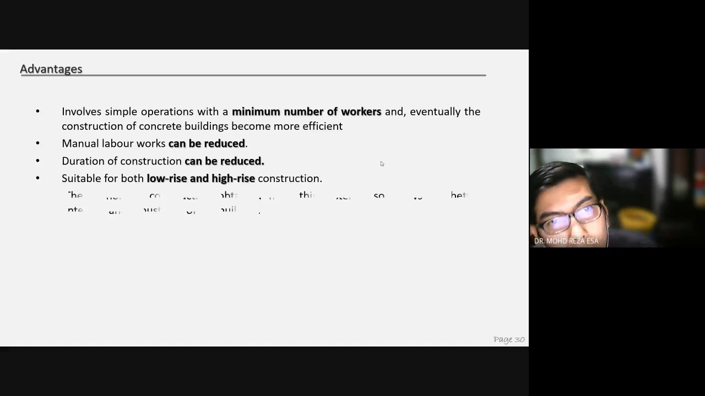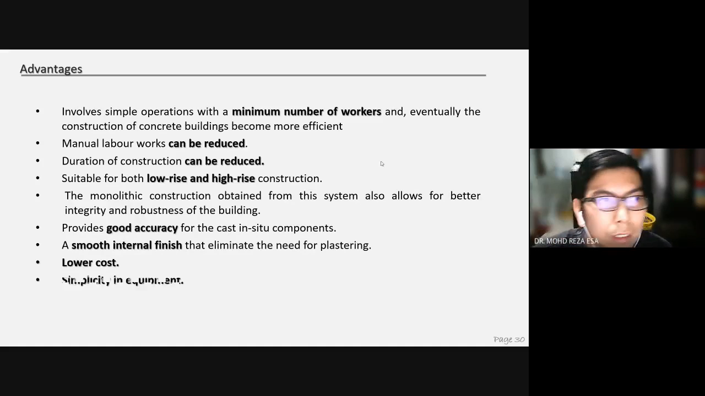Alright, finally we have a look at the advantages of using this reusable formwork system.